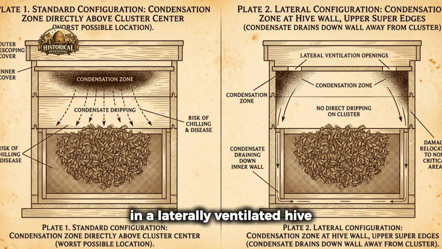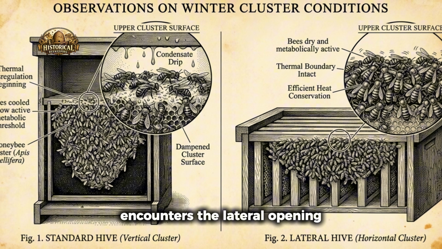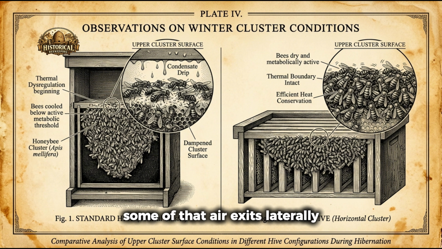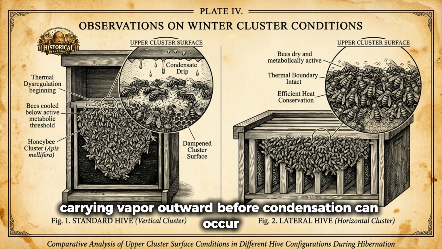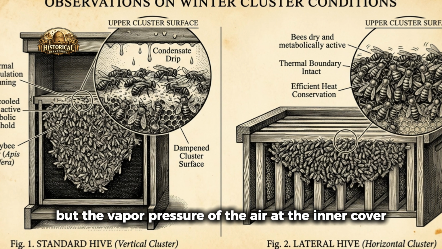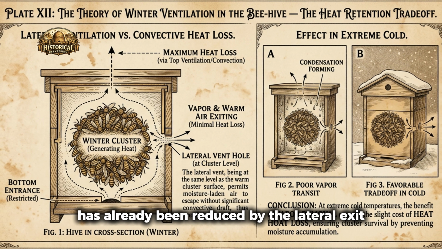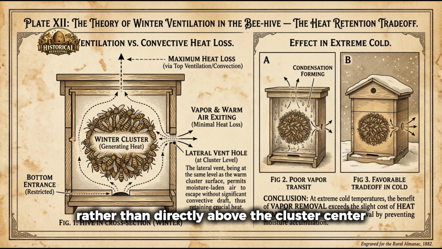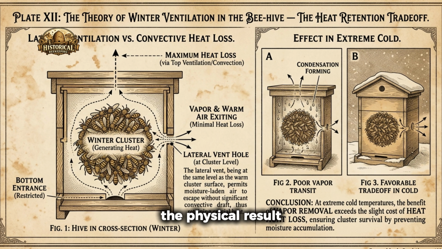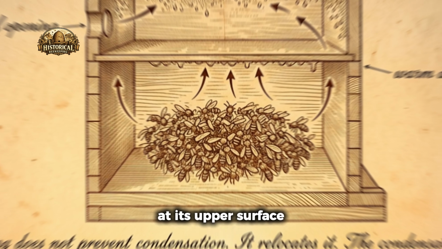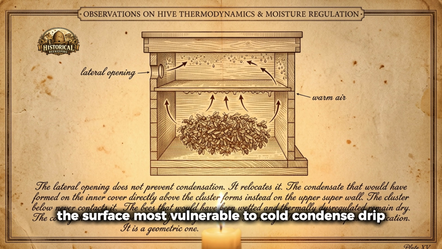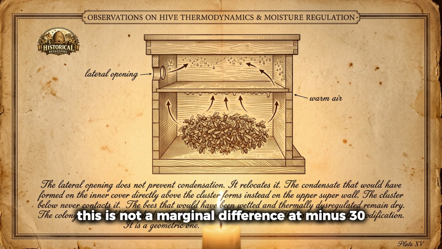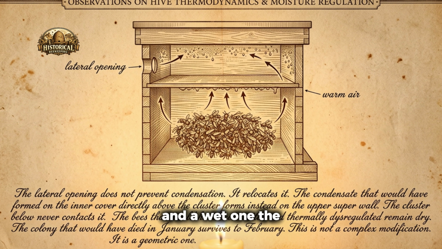In a laterally ventilated hive, the warm, moist air rising from the cluster center encounters the lateral opening at the upper cluster level before it reaches the inner cover. Some of that air exits laterally, carrying vapor outward before condensation can occur. The remainder rises to the inner cover, but the vapor pressure of the air at the inner cover has already been reduced by the lateral exit, and the remaining condensate forms on the inner cover edges and upper superwalls rather than directly above the cluster center. The physical result is that the cluster sits in a drier air environment at its upper surface, the surface most vulnerable to cold condensate drip, while still maintaining adequate heat retention in the cluster body below. This is not a marginal difference at -30. It is the difference between a dry cluster and a wet one.